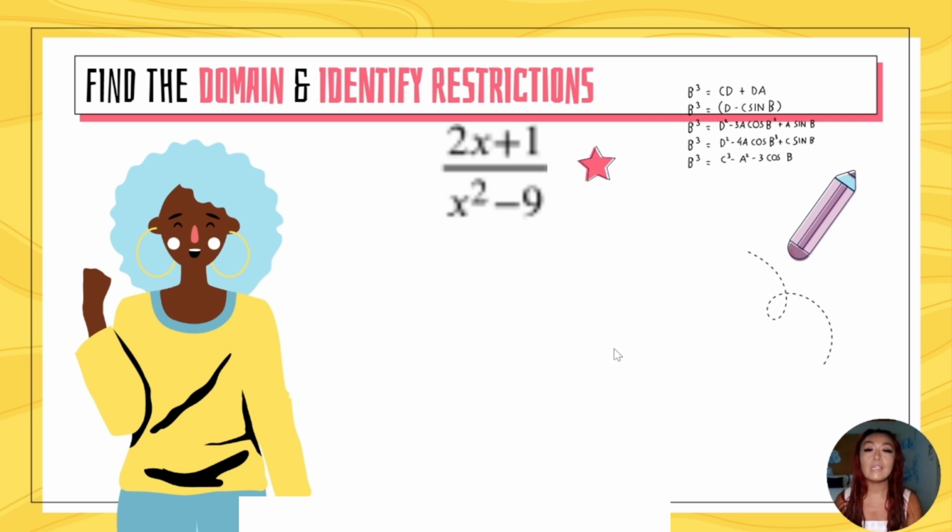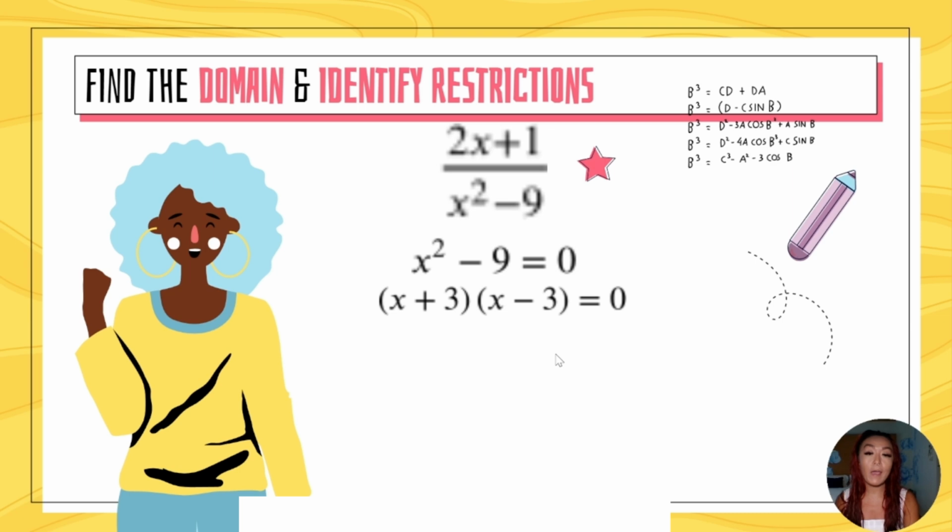Finding the domain and identifying restrictions. So we have this expression here, 2x plus 1 over x squared minus 9. Remember, I said to identify the restrictions, we're going to take that denominator and set it equal to 0 to solve for x. So we just factored this expression in the previous example, right? It's the difference of squares. So x squared minus 9 becomes x plus 3 times x minus 3.